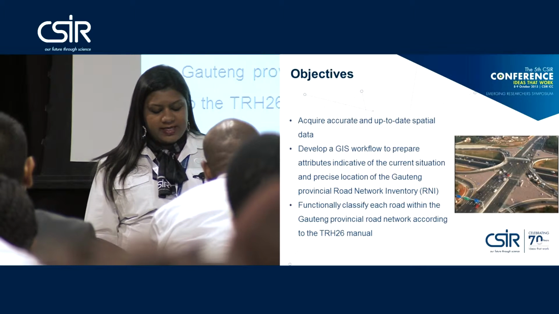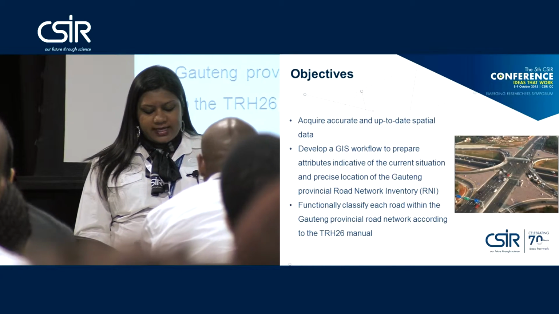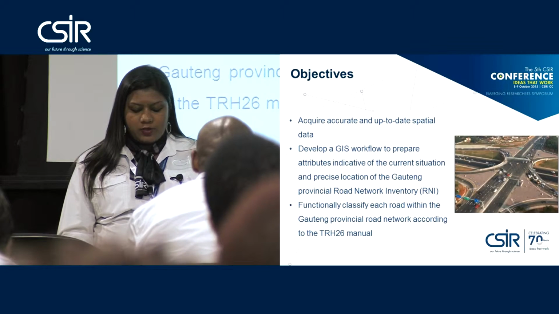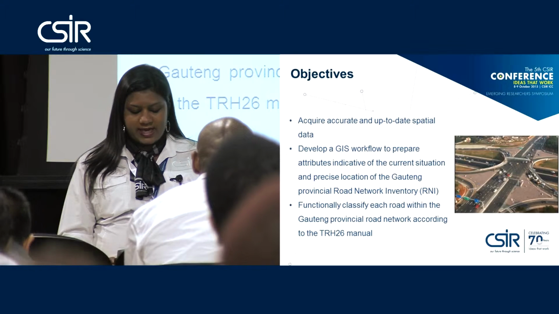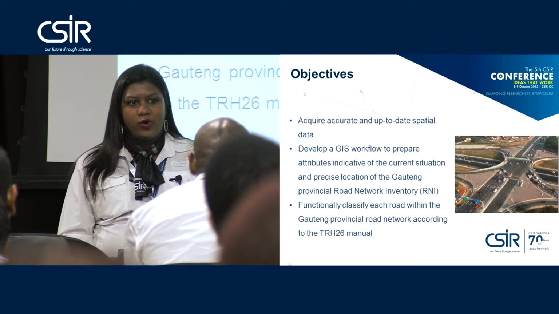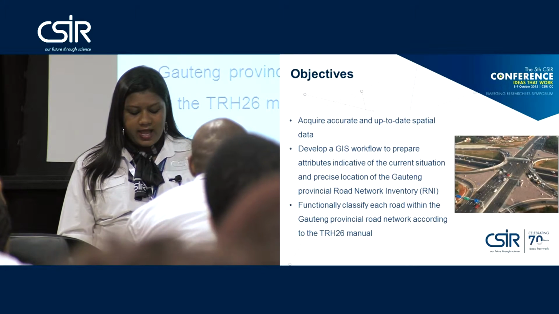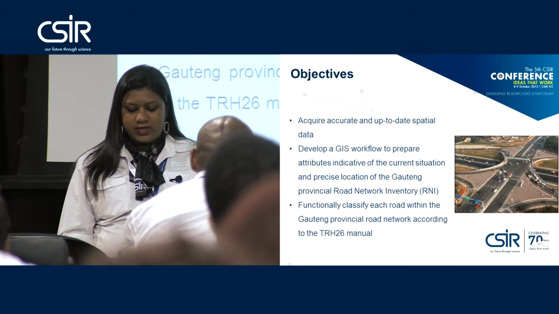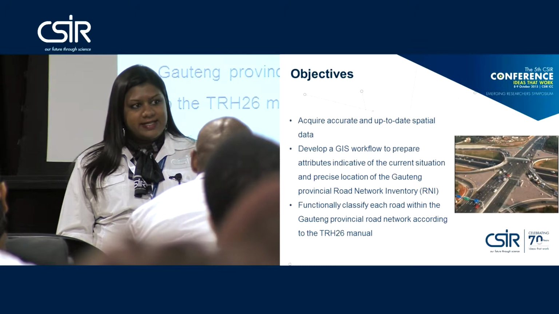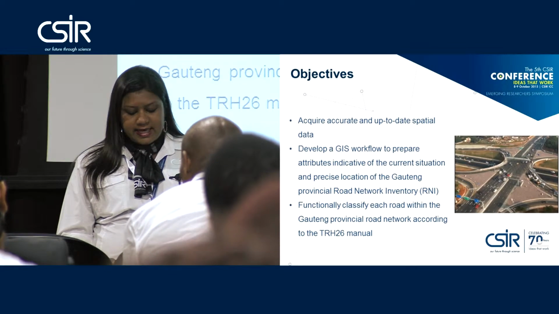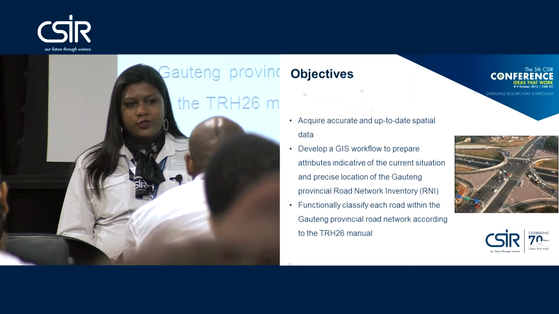The study had 3 objectives: to acquire accurate and up-to-date spatial data, to develop a geographic information system workflow to prepare this data to include a variety of important attributes that indicate the current state of the Gauteng Provincial Road Network Inventory, or RNI as I'll call it from here forward, and to functionally classify each road within the RNI according to the TRH-26 manual. The TRH-26 guidelines ensured that all classifications were made according to the Road Infrastructure Strategic Framework of South Africa, standards put forth by the Department of Transport to be used nationally.